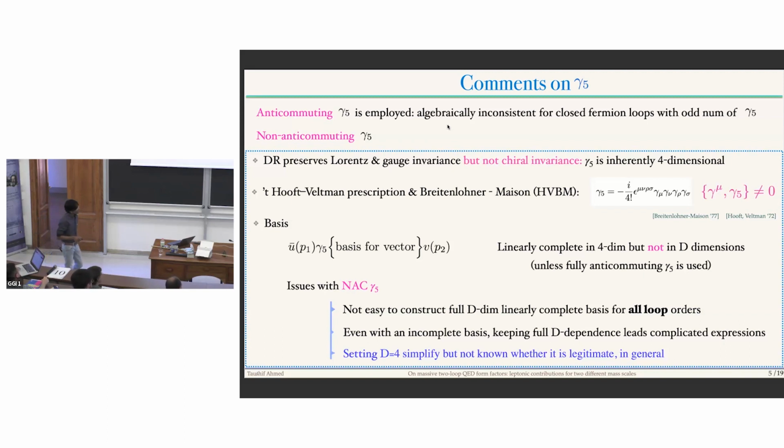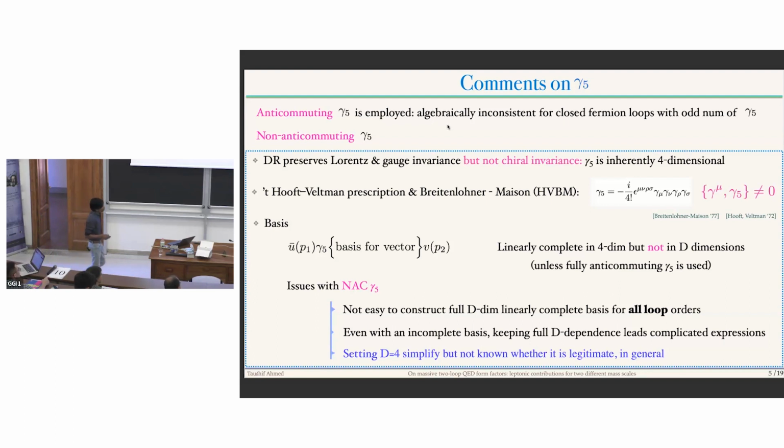And people often follow this prescription by 't Hooft and Veltman and Breitenlohner and Maison, where you define gamma 5 in terms of the Levi-Civita symbol and 4 gamma matrices. But the problem is that as soon as you define it this way, it breaks the defining property of gamma 5, namely the anti-commuting property of gamma 5.